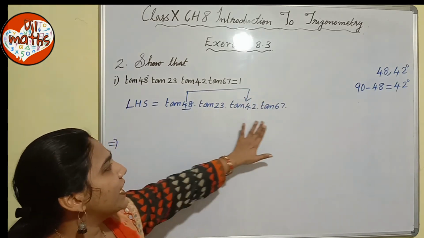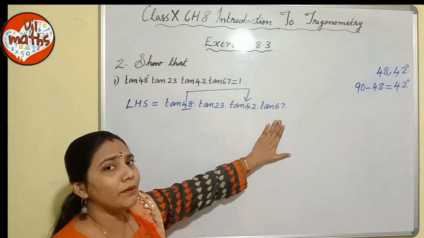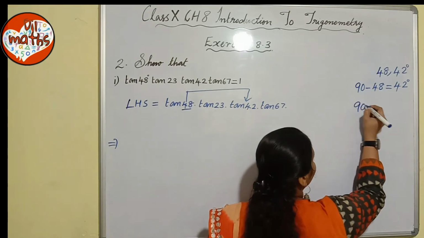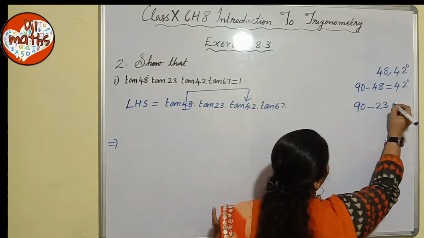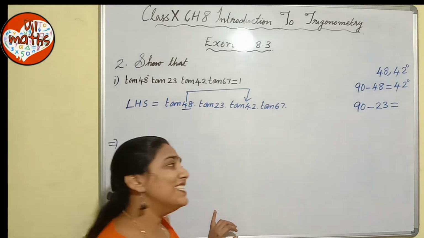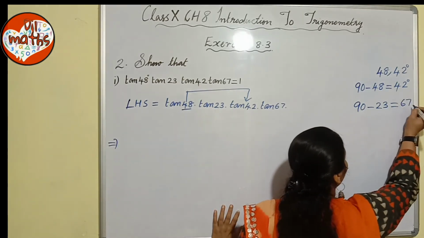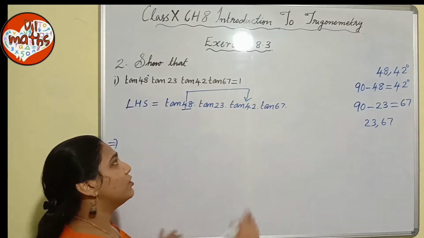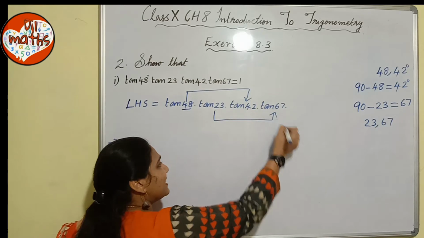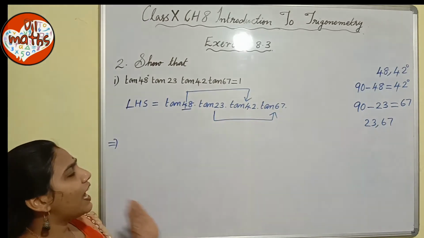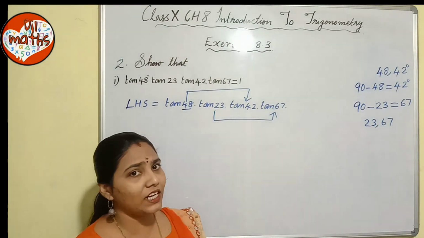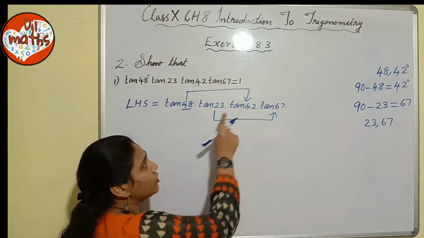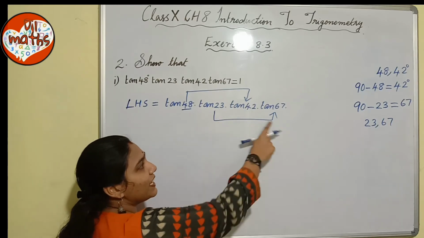Next one, tan 23 and tan 67. Whether they are complementary trigonometric ratios, we will check. We have to take 23 from 90. What do you get? 90 minus 23 is equal to 67, isn't it? So 23 and 67 are complementary angles. So we got another pair, tan 23 and tan 67. Now what we have to do? We have to change any one of the angles from each pair. We got two pairs here, first pair tan 48 and tan 42, second pair tan 23 and tan 67.